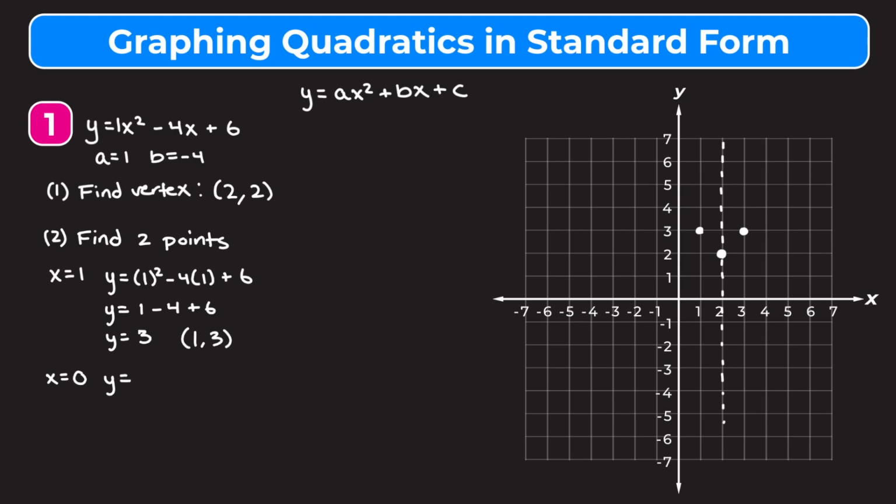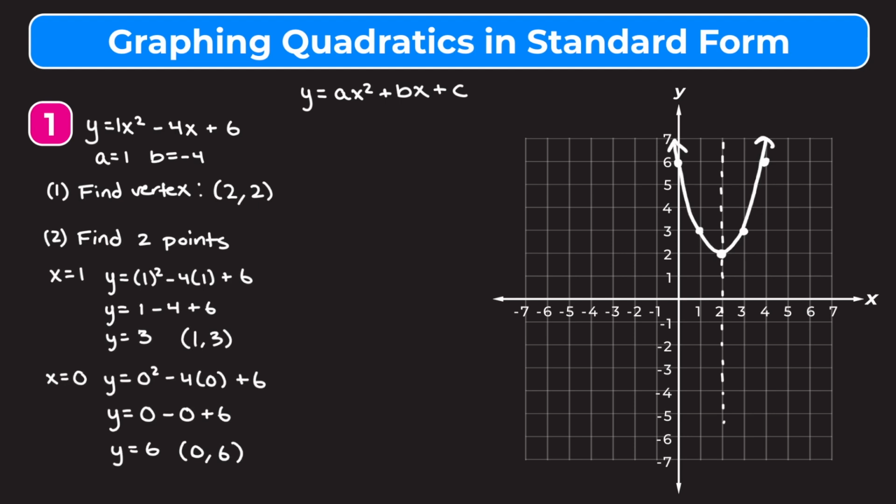So I'm going to replace x in my original equation with 0. So I have 0 squared minus 4 times 0 plus 6. 0 squared is 0. 4 times 0 is 0, and we have plus 6. And 0 minus 0 plus 6 is just 6. So we get the point 0, 6. So we'll put that up here. And we can mirror that across the axis of symmetry to get the point 4, 6 as well. And then we are just going to draw our parabola through.